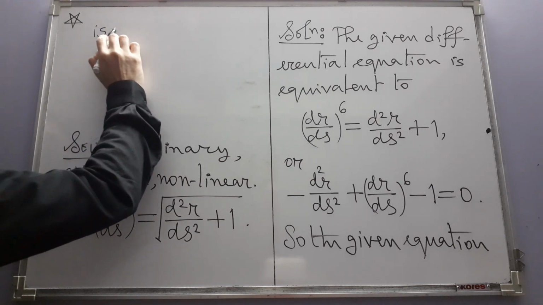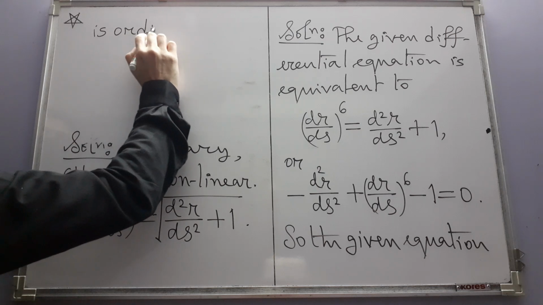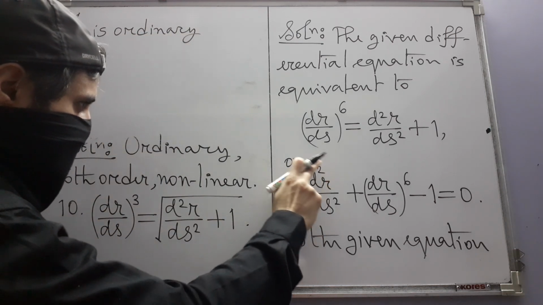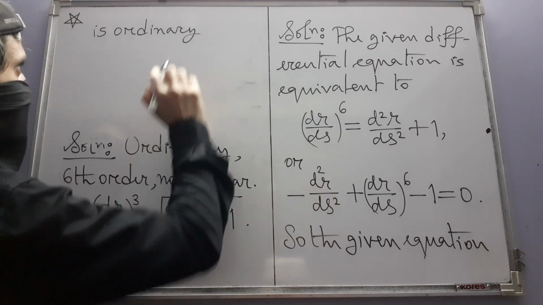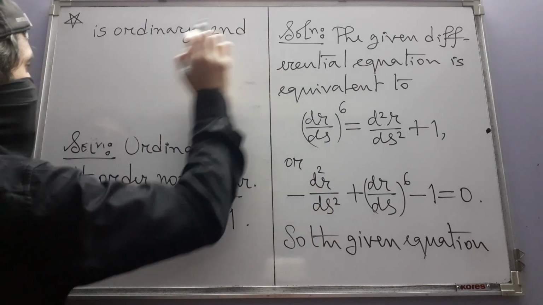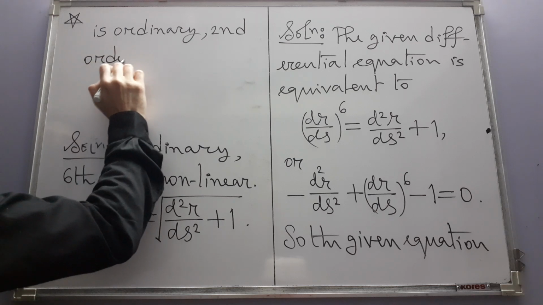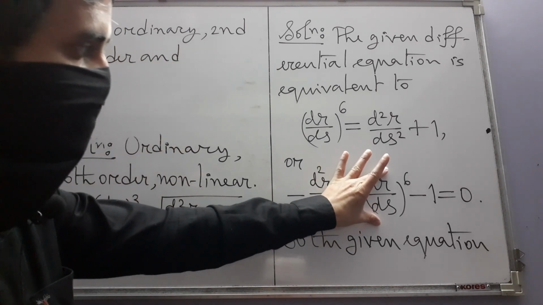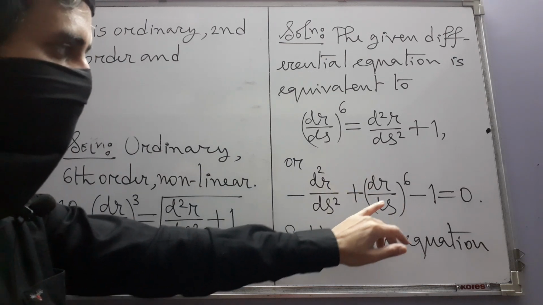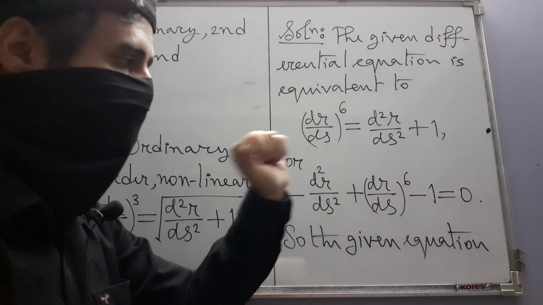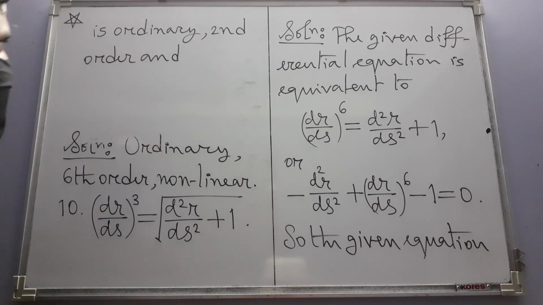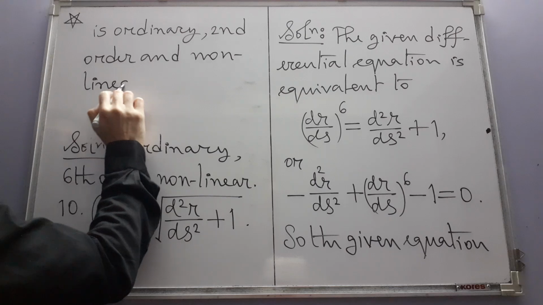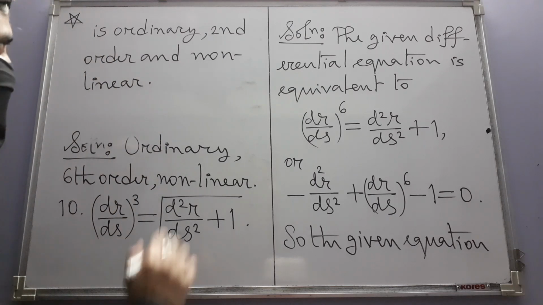Is it ordinary? Second order, because the highest order derivative is the second. And is it linear? No. This term is non-linear because it involves the sixth power of this derivative, the first derivative. Okay, so that's just it.